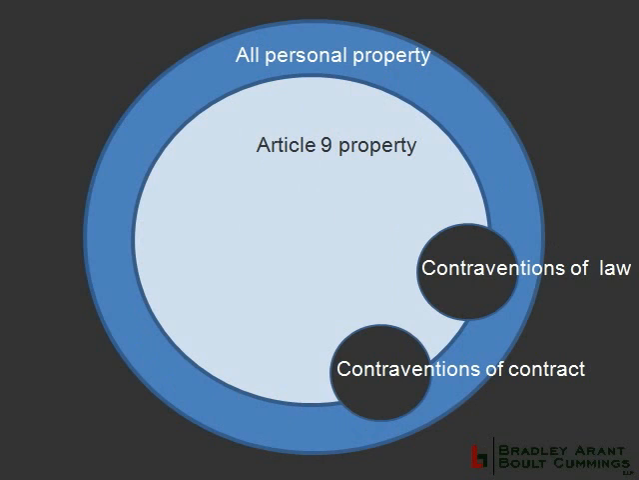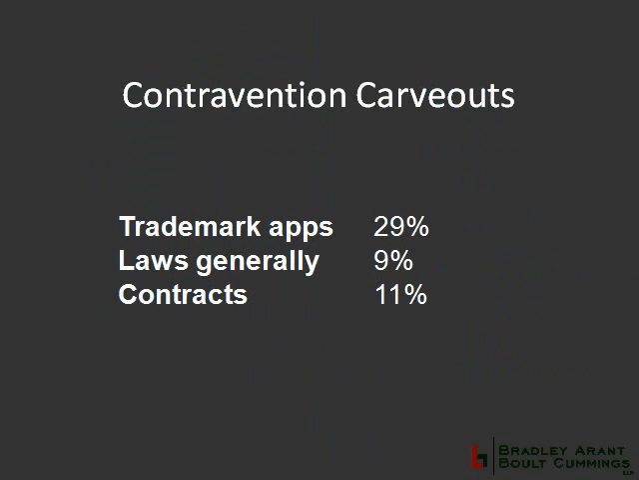A final interesting feature of grant clauses is that some remove from the scope of the grant any IP subject to a legal or contractual prohibition on assignment. 29% of our samples specifically exclude trademark intentions to use from the grant clause. 9% exclude broadly any IP whose assignment is subject to a legal restriction, and 11% exclude any IP whose assignment would breach a contract. The apparent basis for these exclusions is the concern that a grant of a security interest might impair the subject IP.